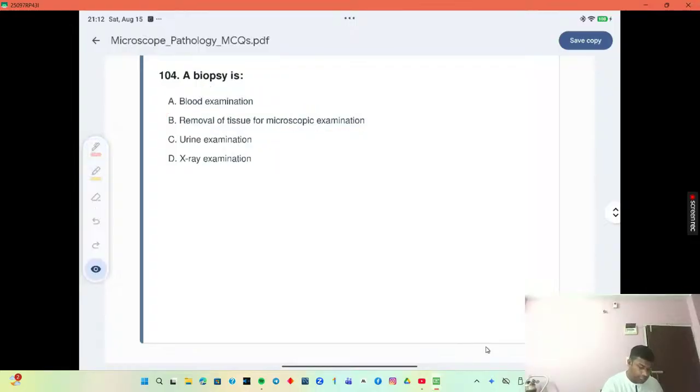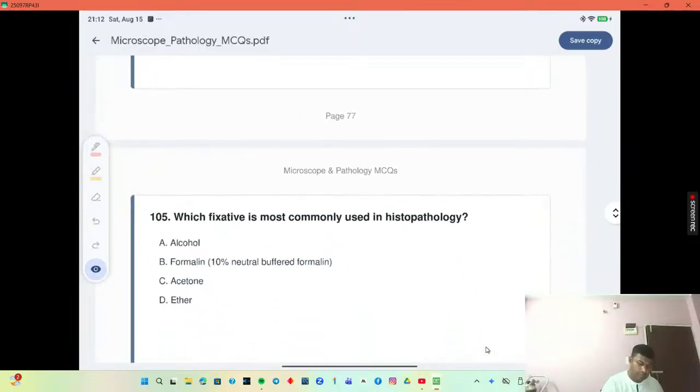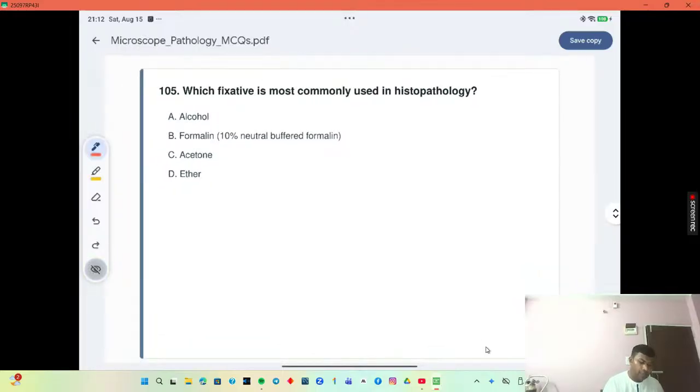Okay, now I will move to the next question. Here, the question is given as which fixative is most commonly used in histopathology? The fixative which is used in histopathology is formalin, 10% neutral buffered formalin. So what is the name of the fixative? If someone asks you, you just answer them: formalin, 10% neutral buffered formalin. That's it, nothing else to say.